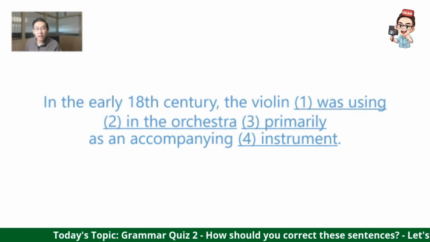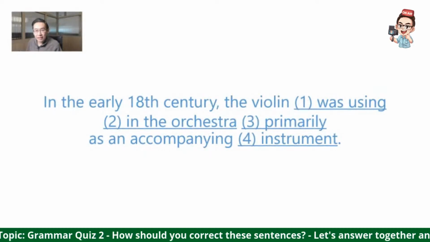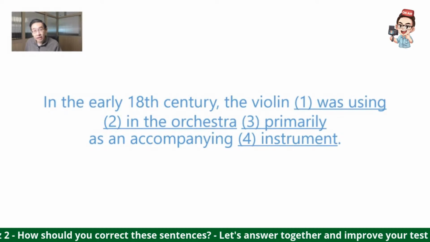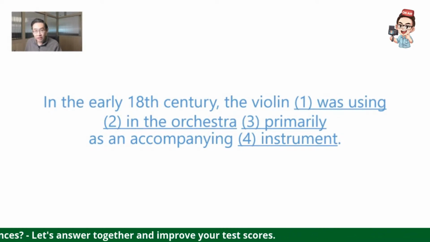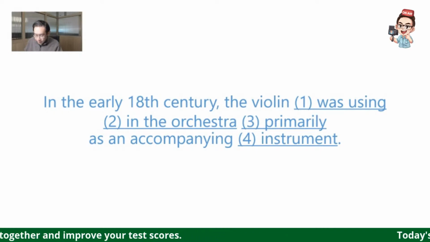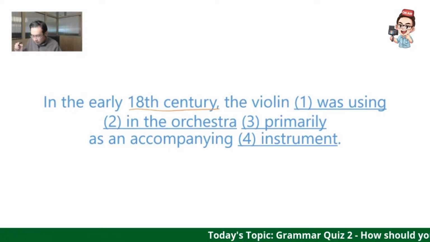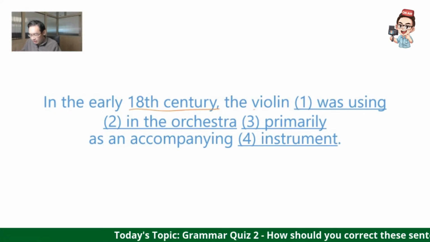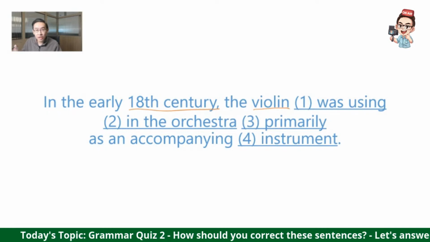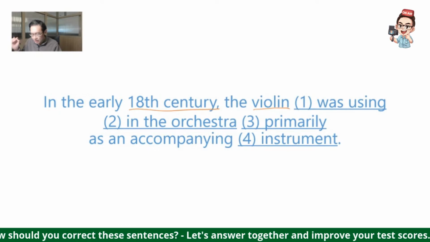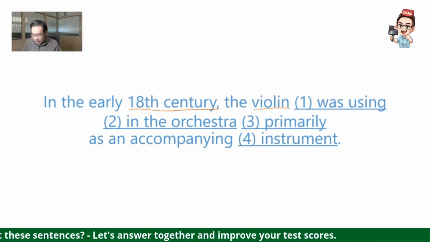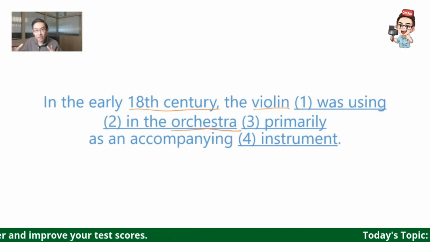Okay, does anyone know the answer to this one? Let's look at the meaning of this sentence first. In the early 18th century, so here it's focusing on the beginning of this century, okay? The violin. Violin is, of course, a musical instrument. Was used in the orchestra. So an orchestra is like a group of musicians playing a single piece of music.